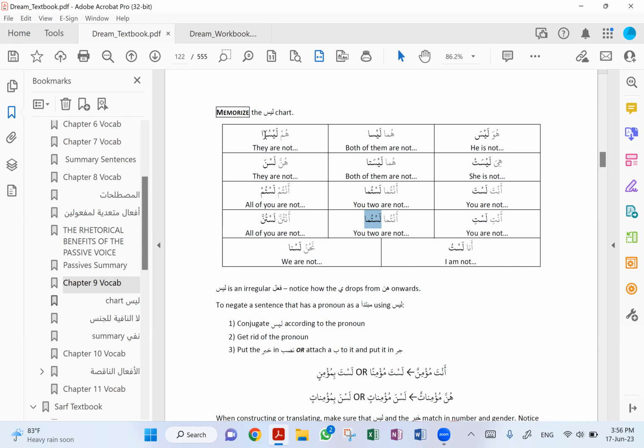So you have to ask yourself, who is the doer and how do I sarfify this word according to the doer? Is it two people? Then it's going to be Laysa. Or is it an outside doer? If it's an outside doer, I'm going to use either the huwa version, Laysa, or Laysat, the hiya version. So that's Laysa.